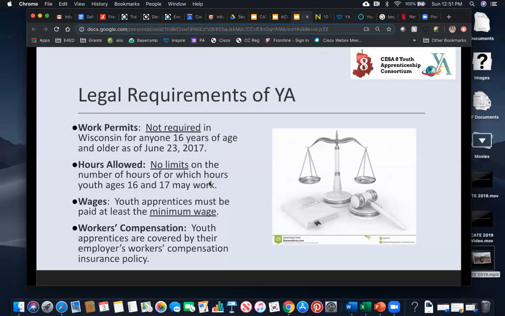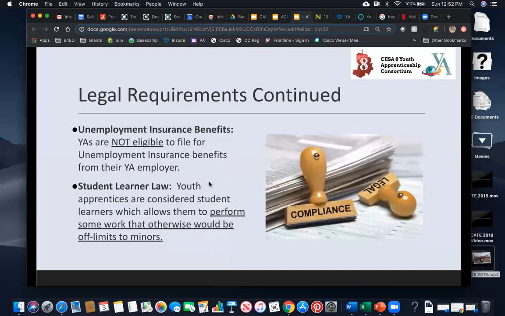And as far as workers' compensation, youth apprentices are covered by their employers' workers' compensation insurance policies. Workers' compensation rates are not affected by the age of the employees, but rather the industry in which the employer operates. Unemployment insurance benefits. If a youth apprentice is enrolled full-time in an educational institution and receives school credit for their participation in the YA program, which is true of all of our youth apprentices, they are not eligible to file for unemployment insurance benefits from their YA employer.